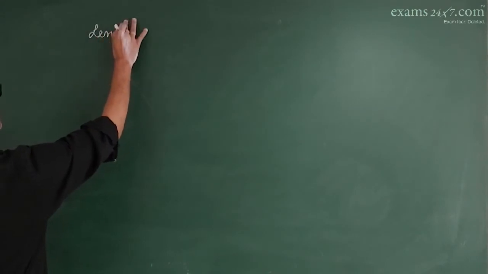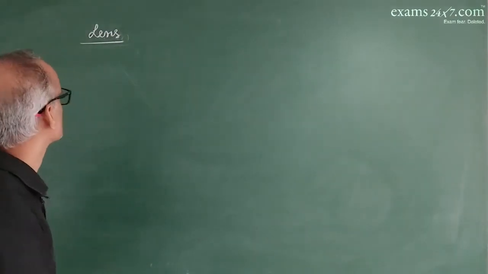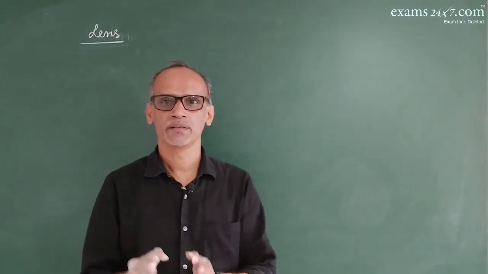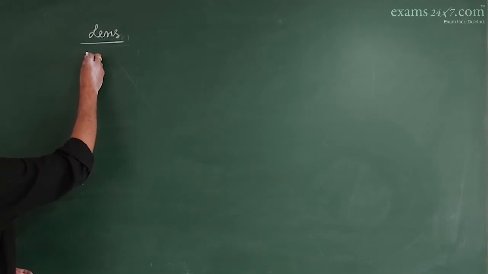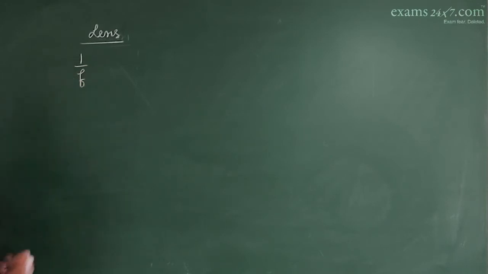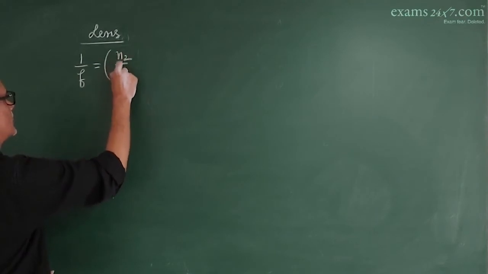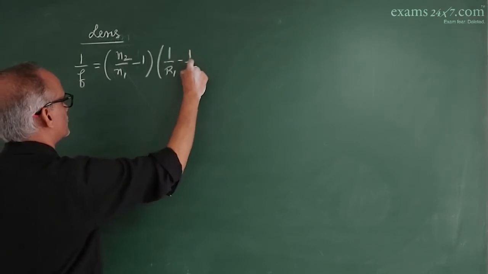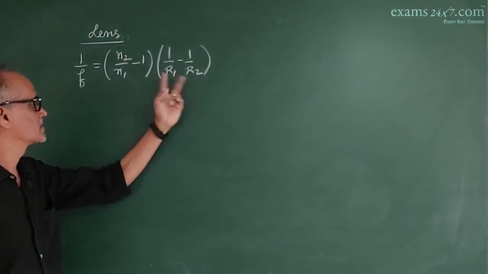So next we have an optical device called lens. A lens is an optical device bounded by 2 surfaces, out of which at least one must be spherical. And the focal length of such a lens is given by lens maker's formula, which is 1 by f is equal to n2 by n1 minus 1 into 1 by r1 minus 1 by r2, where r1 and r2 are the radii of curvature of the two surfaces.